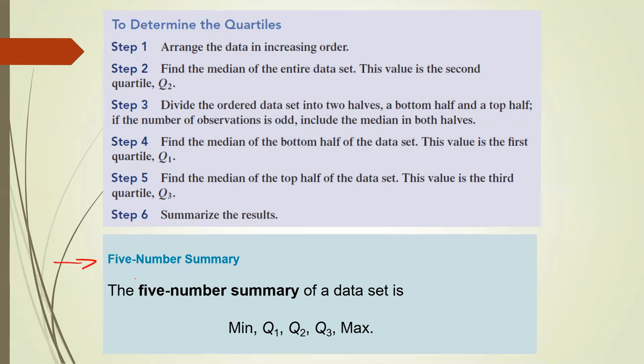Once you have the quartiles for a data set, you can calculate what's called the five-number summary, or list the five-number summary of a data set. All the five-number summary is, it lists the first, second, and third quartile, and then the min and the max. Why we care about the five-number summary is there's a very common statistical visual summary of data using it. The visual summary that uses this is called a box plot.